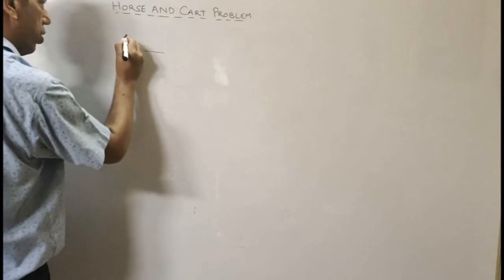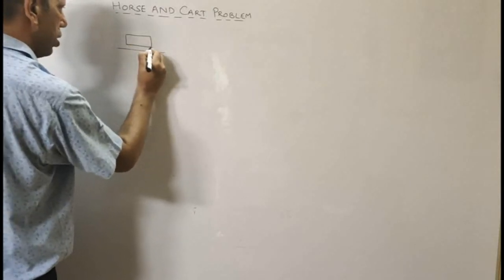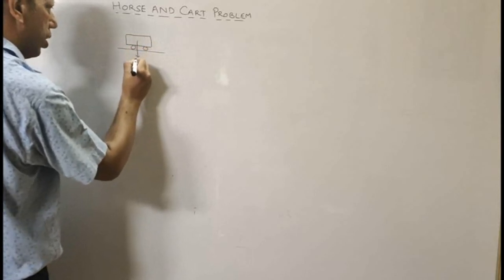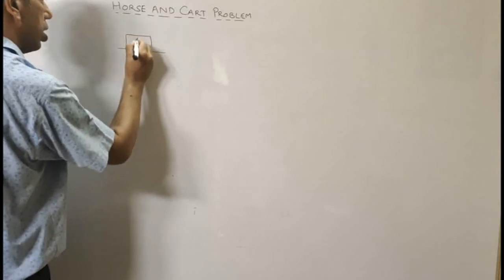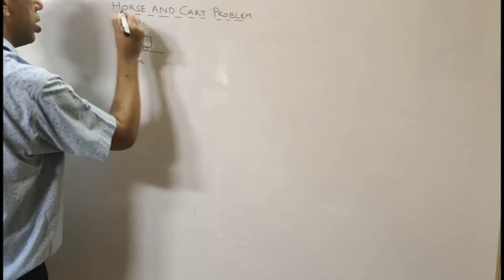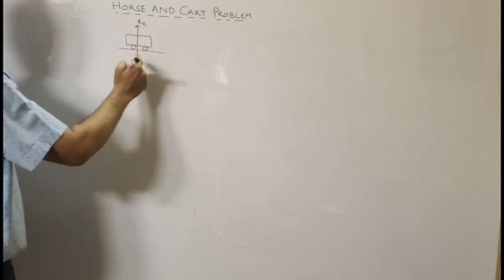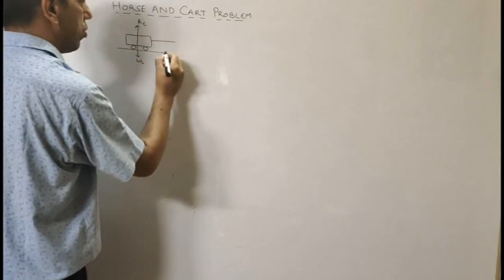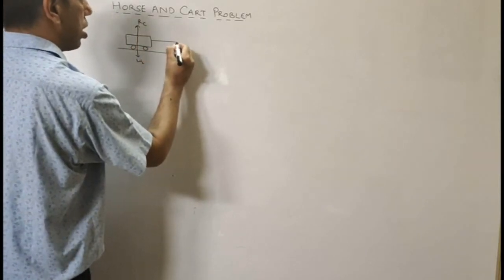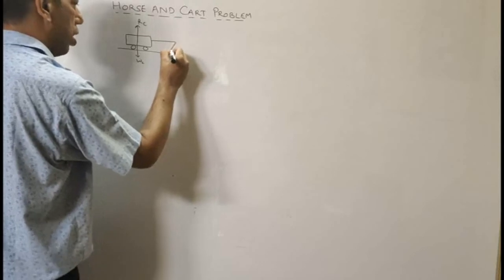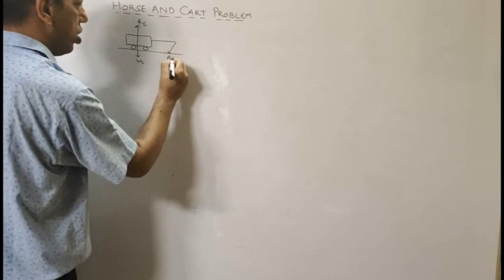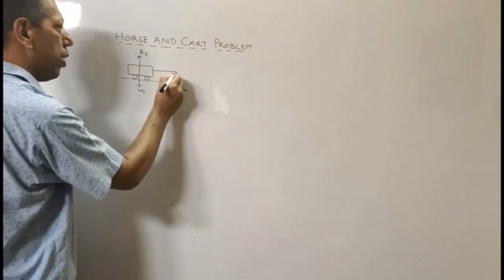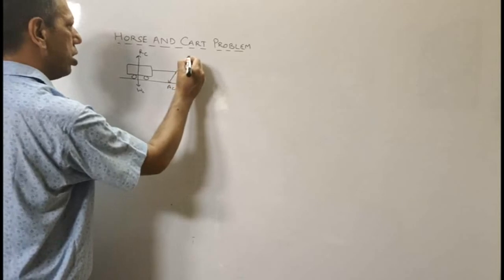First of all, let us draw the cart. Weight of the cart is acting vertically downward. Normal reaction offered to the cart by the ground. This is attached to a string. The horse pushes the ground in the backward direction, that is the action. And at the same time, the ground also provides an equal and opposite reaction.